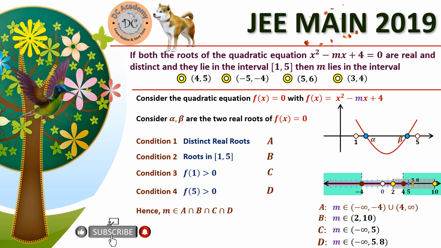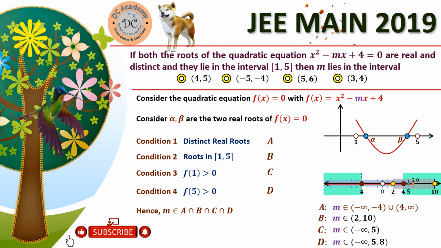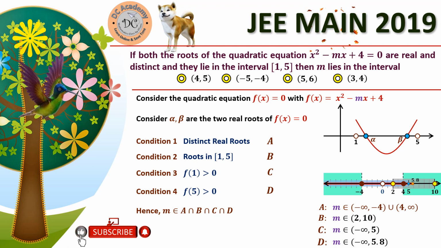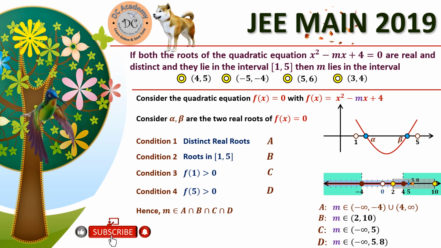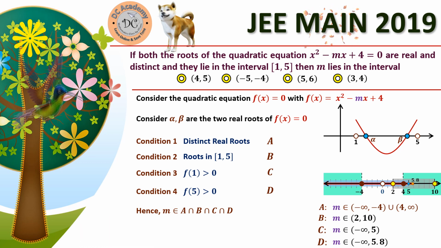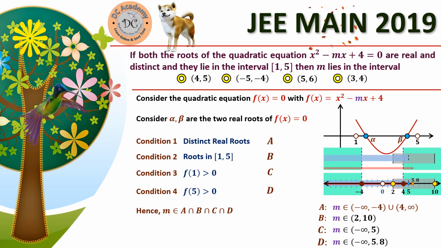So here we found all the conditions so that alpha and beta are roots, they are distinct, lie in 1 to 5, f(1) is greater than 0, and f(5) is greater than 0. If all the conditions are satisfied, only then will the roots lie in that interval. Therefore, m should belong to the intersection of all those intervals: A intersection B intersection C intersection D. So first let's mark region A, now B, now C, and D.